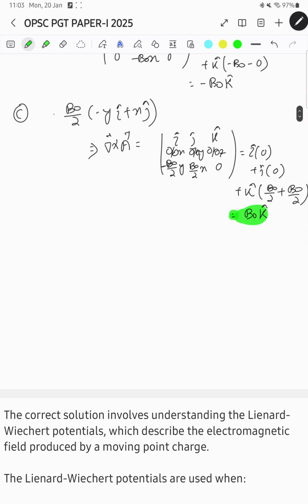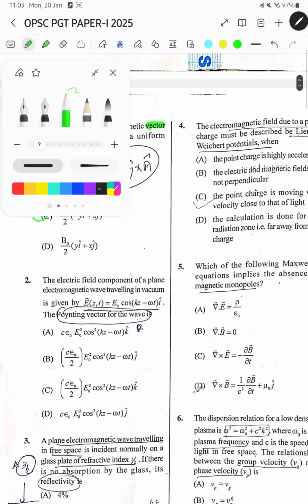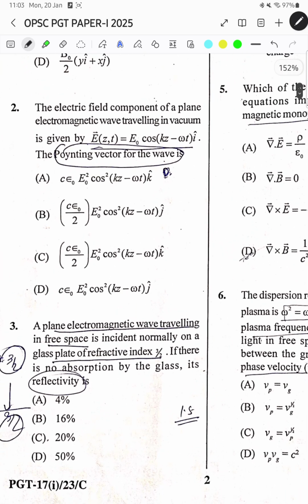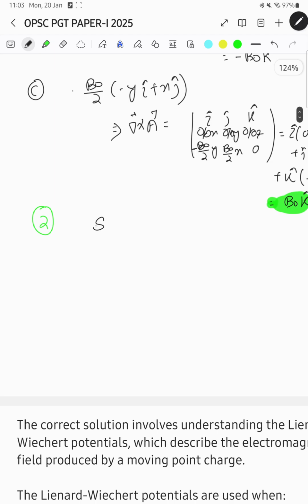So let's see question number 2. What is question number 2 saying? In question number 2 we are given that the E vector is E0 cos(kz minus omega t) i cap. We have to find the Poynting vector. So we know the Poynting vector, denoted S, is equal to 1 by mu naught, E cross B. And we are given the E vector, which is E0 cos(kz minus omega t) i cap, isn't it?